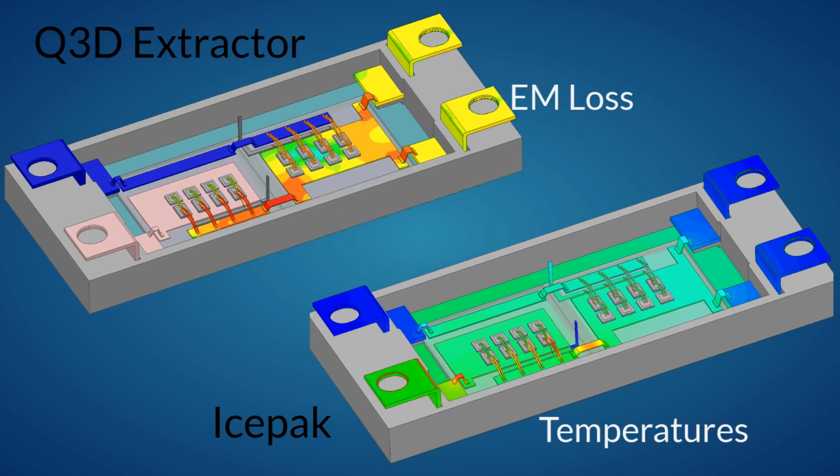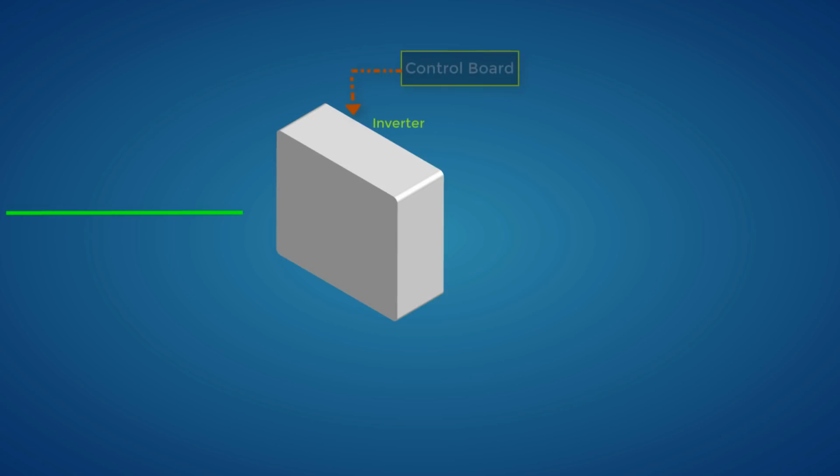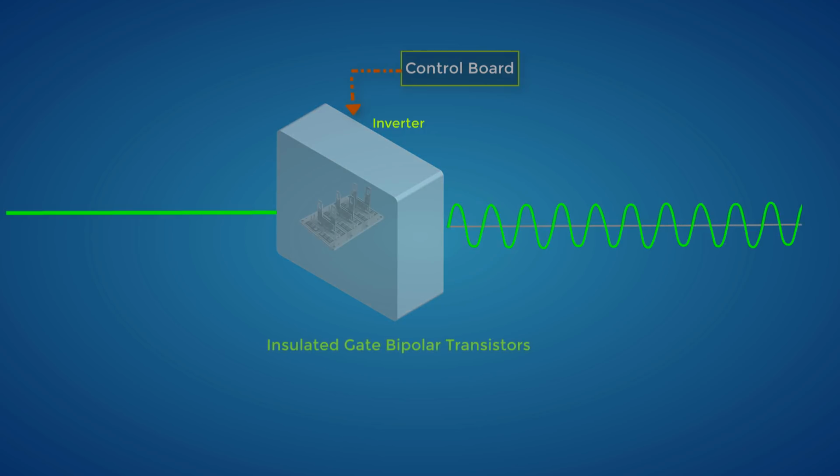In this video, we'll perform an electrothermal simulation of a power inverter by coupling ANSYS Q3D Extractor with ANSYS Icepak. An inverter is a device that converts direct current to alternating current. To convert DC to AC, an inverter uses semiconductor switches called IGBTs, or insulated gate bipolar transistors, that are turned on and off by a controller.